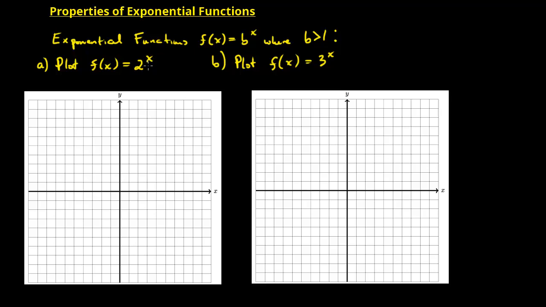Hi everyone, in this video we look at graphing the exponential function f of x is equal to b to the power of x where b is greater than 1. So in A we're told to plot f of x is equal to 2 to the x, and in B we're told to plot f of x is equal to 3 to the power of x.